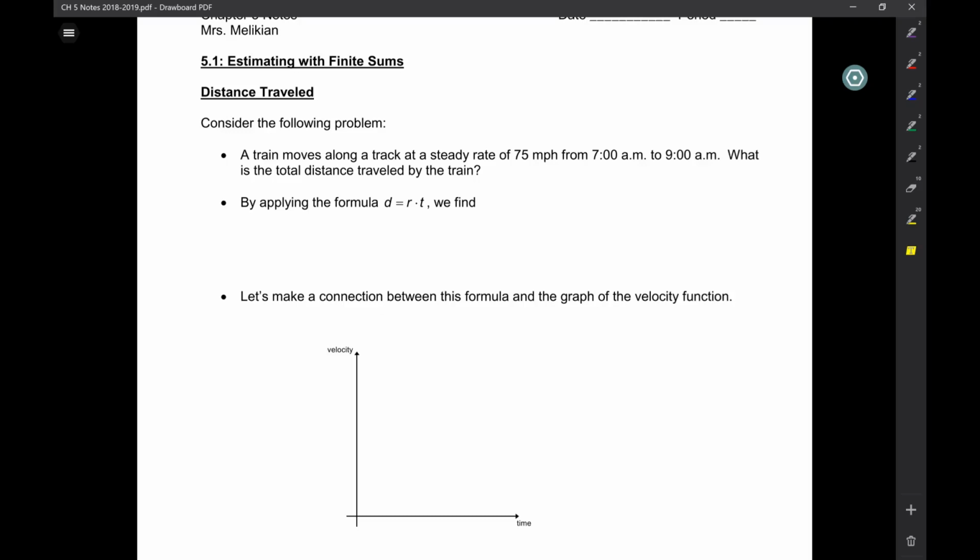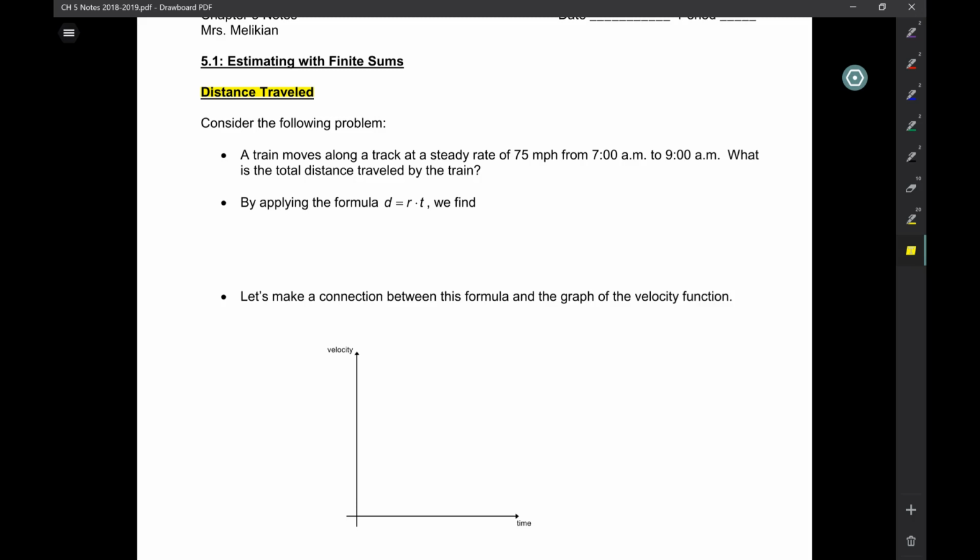Okay, so today we're going to talk about distance traveled. We're going to use sums, the process of taking sums, to find quantities such as distance traveled.